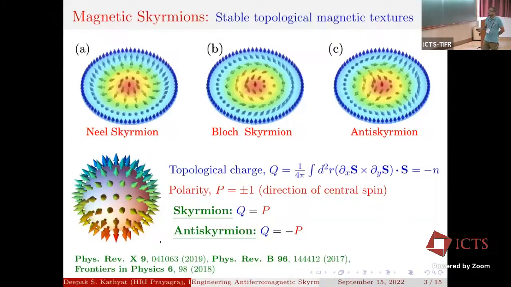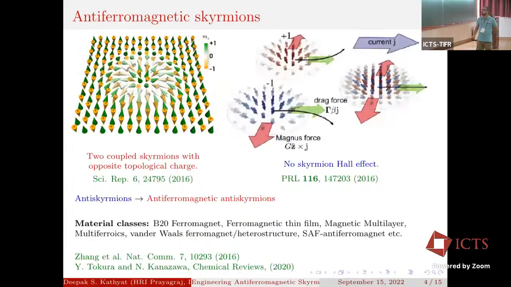We classify these objects by a quantity called the topological charge Q, which is the integral of this quantity. Here the spin has three components, and the integration is over the two-dimensional plane. This quantity turns out to be an integer. Another quantity is the polarity P, defined by the direction of the central spin. Here the central spin is down, so the polarity is -1. When Q and P have the same sign, these are called skyrmions, and when they have opposite signs, they are called antiskyrmions.